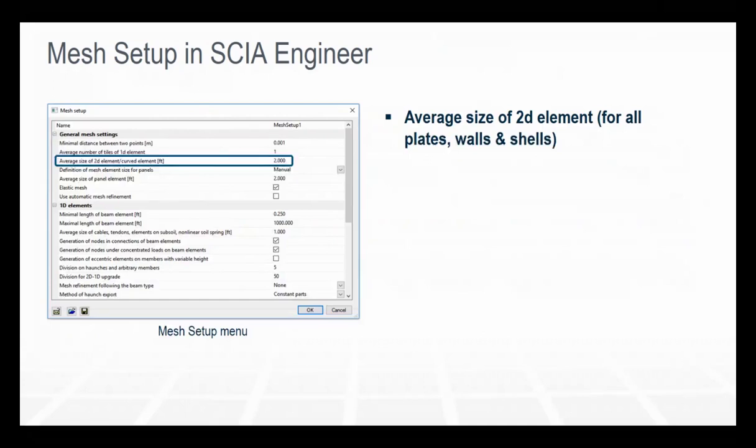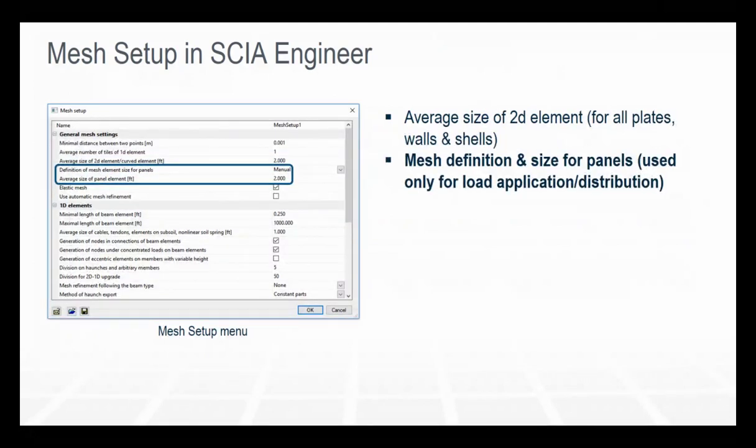And so in this case, for the lay user, for the general setup, we require a few things. The first is to set an average size of any 2D element. This goes for all walls, all plates, all shells, so any 2D or actually 3D shell-based element in the software. The second is we have the option to define a mesh size for panels.